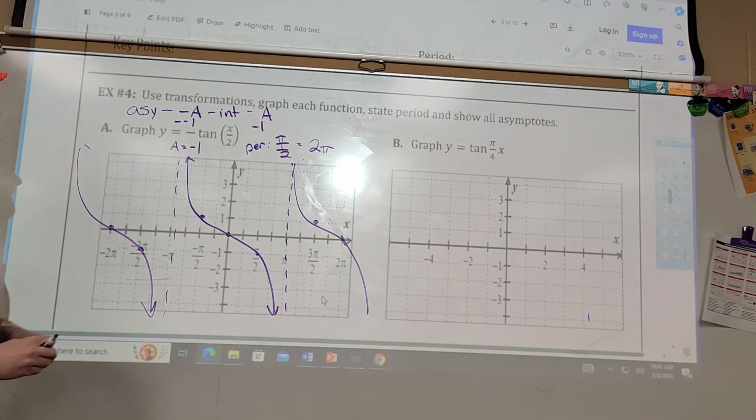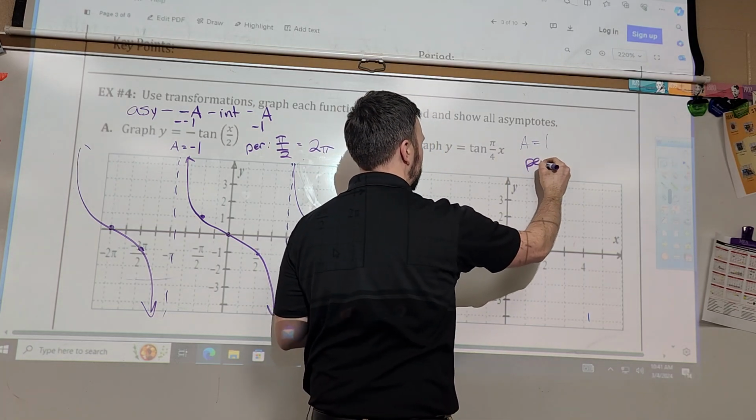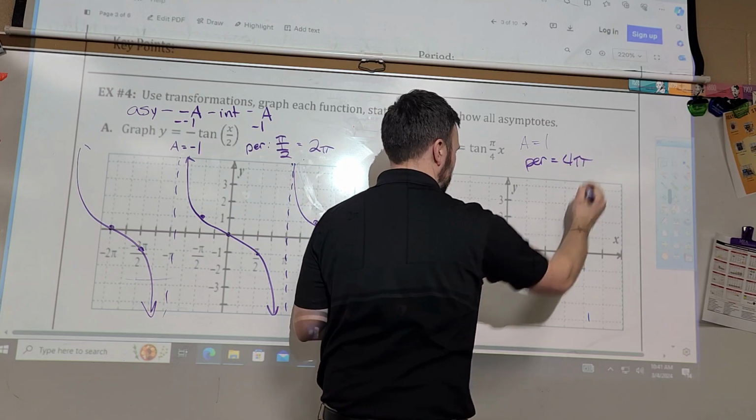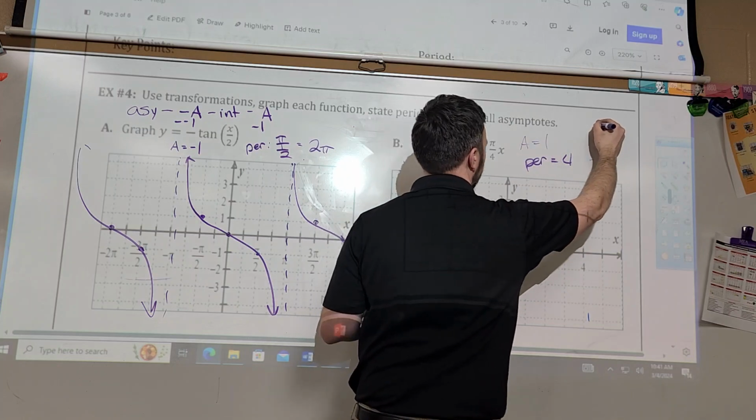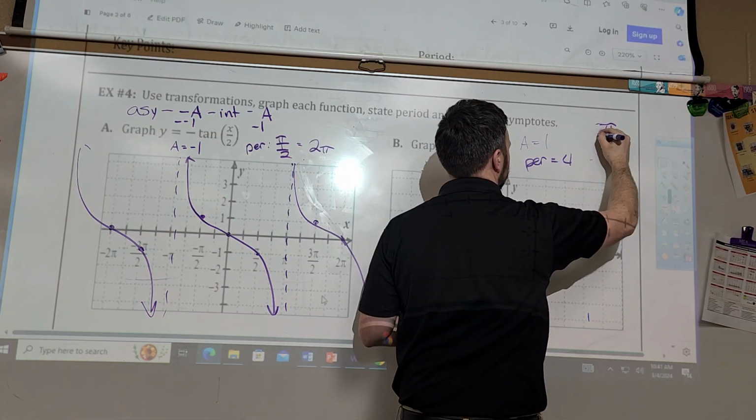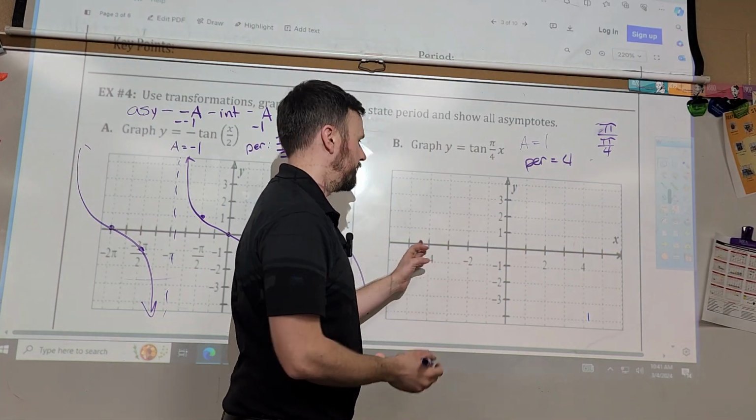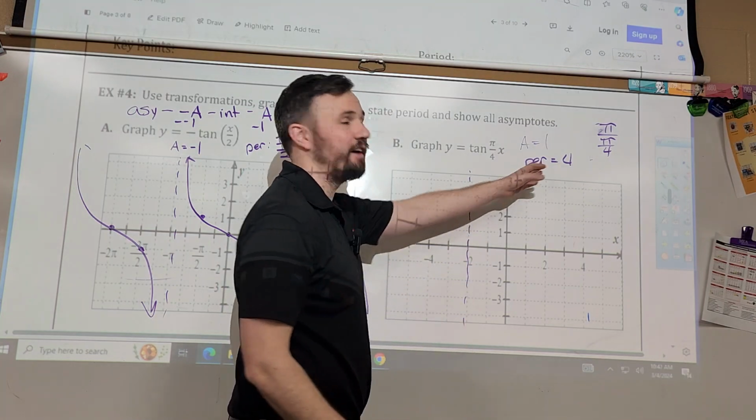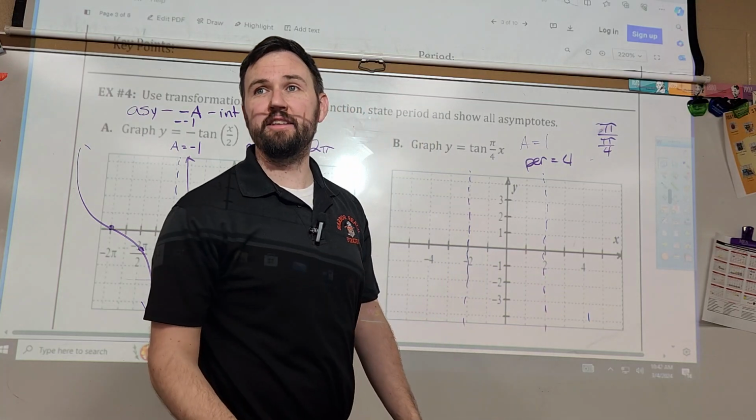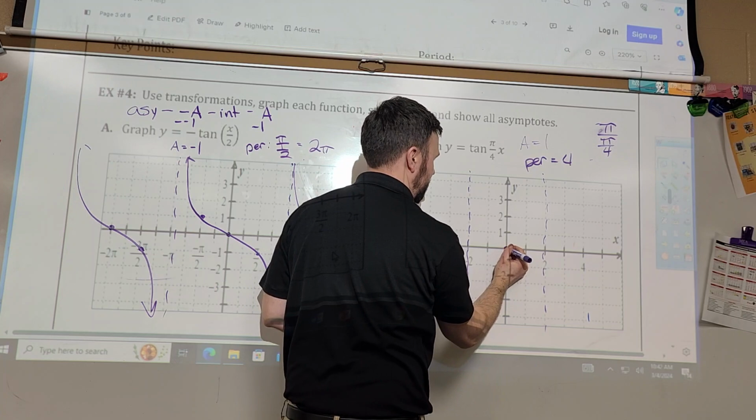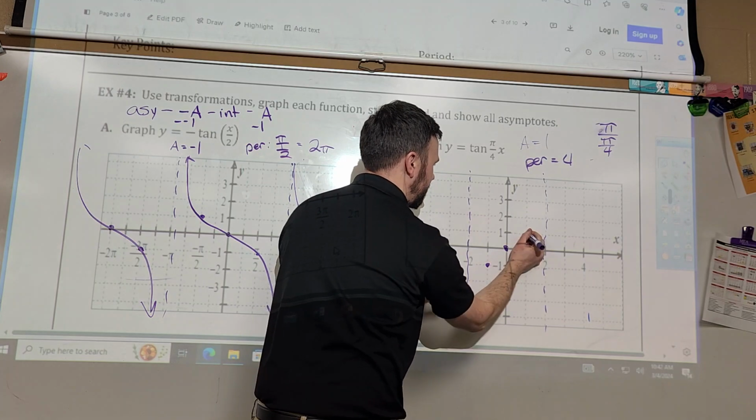All right, let's do this one rapid fire style. What's my A on this one? 1. What's my period? 4 pi. Oh, no. Just 4, right? So my period's 4. So where's my first asymptote going to be? At negative 2, right? Because it's half of my period. Negative 2 and 2. Did I shift? Is my intercept still at 0, 0? Did my low and high point change? So I cut that in half. Cut that in half.